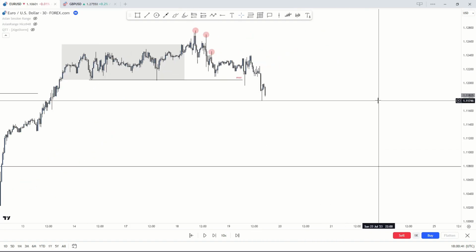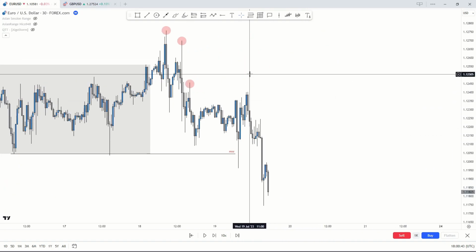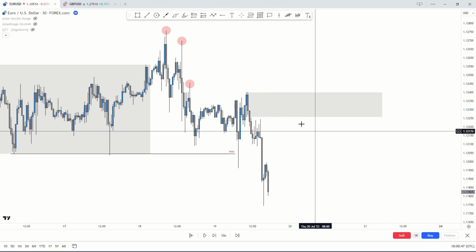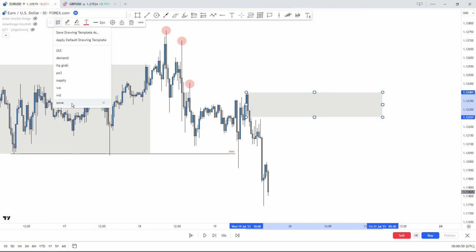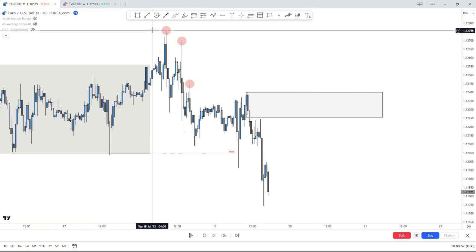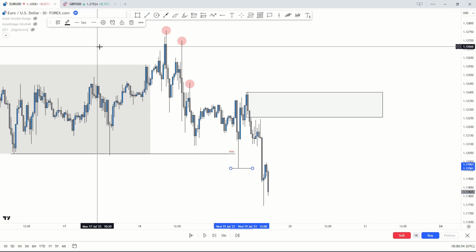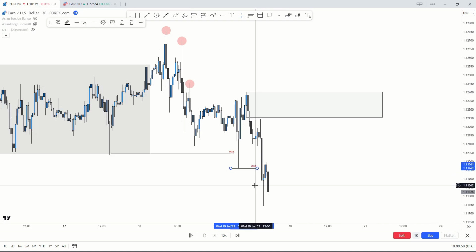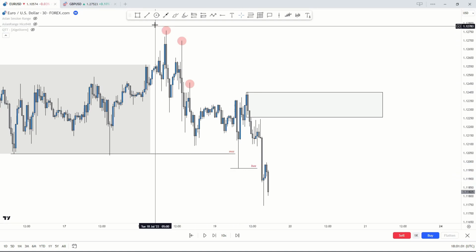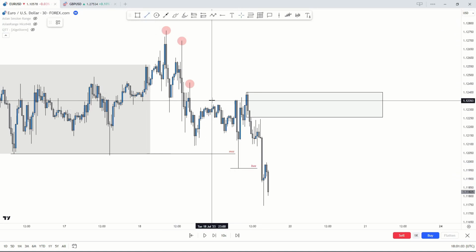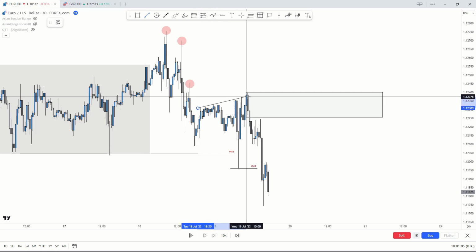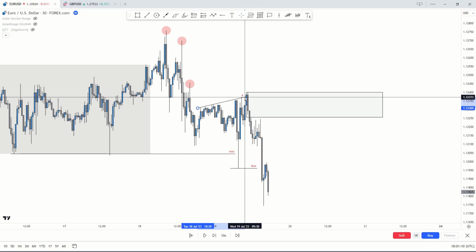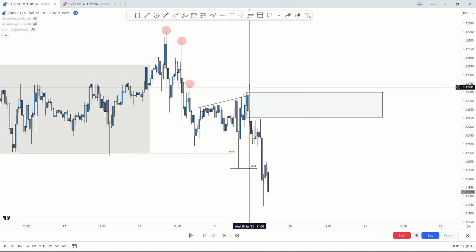Okay, so we can now find our supply zone, which is of course right here, as this was the move which dropped price towards the downside and broke off this structure right here. So we've got a break of structure right there. Now let's look for the liquidity sweep and the inducement to validate the supply zone. So of course, we've got our liquidity sweep right here. Price taking out this level right here.